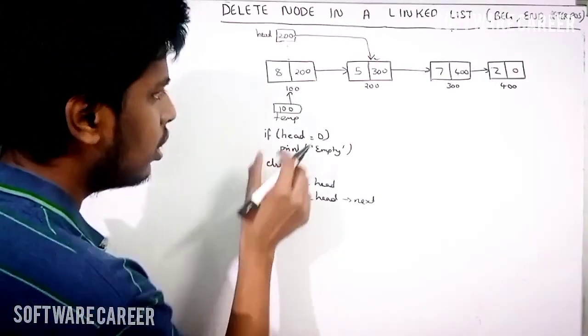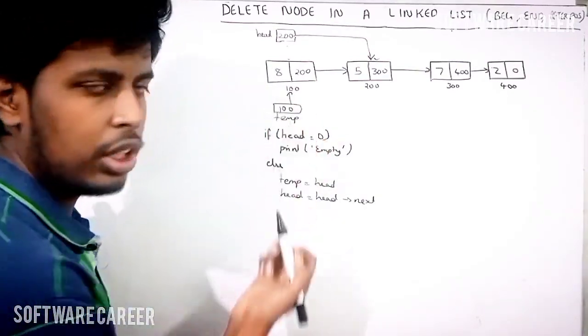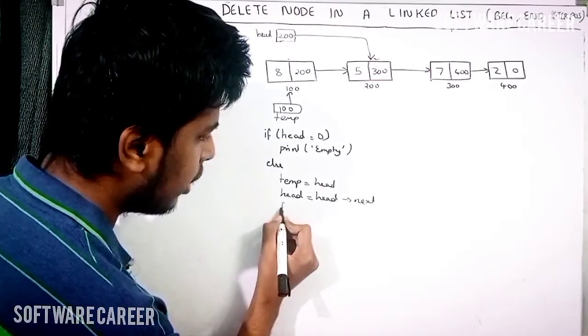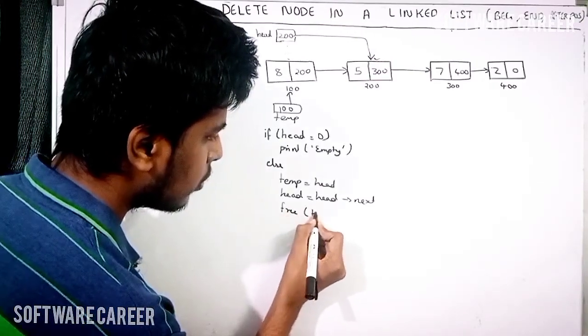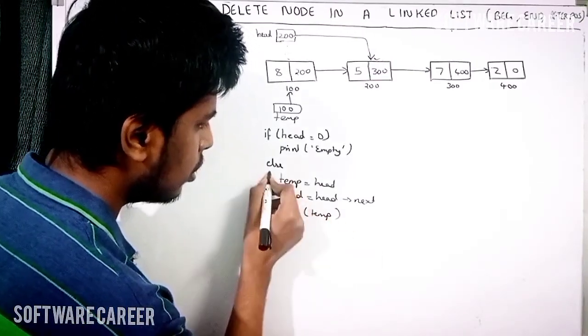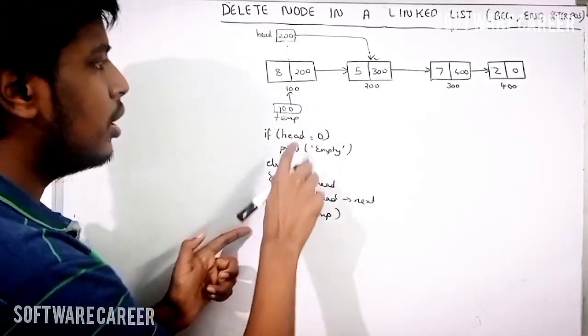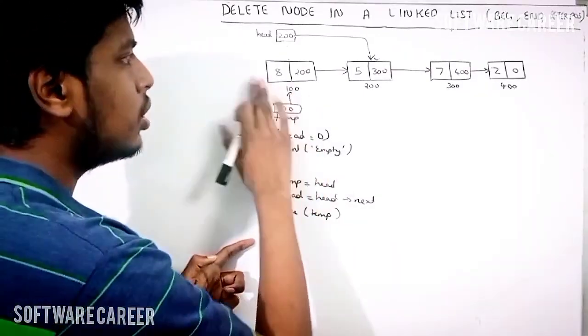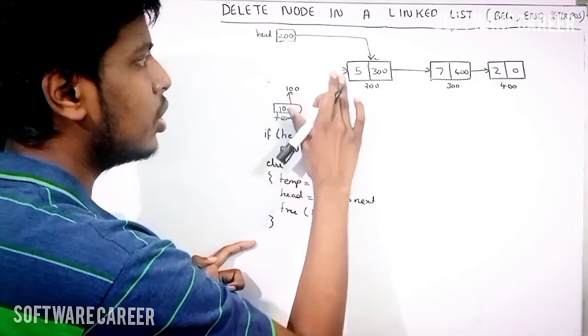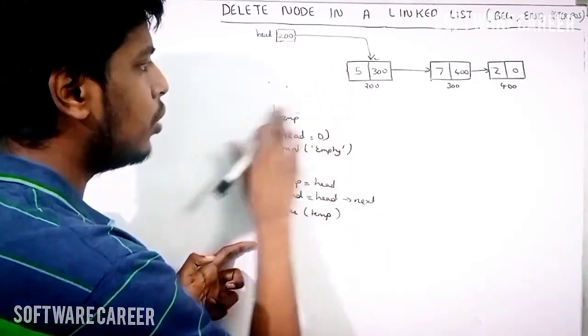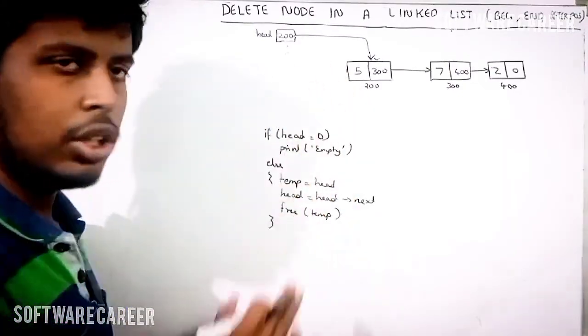So how to remove? There is a pointer called temp which is pointing to this node. So I am writing free temp. Now see, temp is 100. So this node 100 is deleted and its link is also deleted. This is how you should delete a node from the beginning of a linked list.